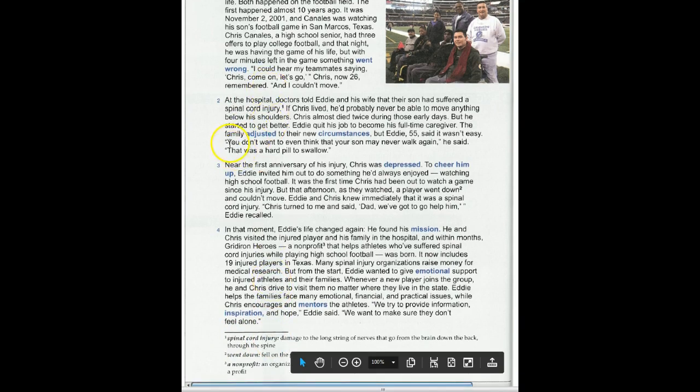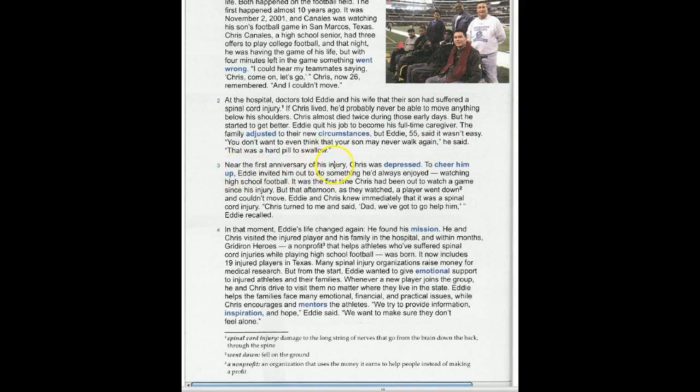Alright, let's look at the last sentence of this paragraph. "You don't want to even think that your son may never walk again." Look at that. Your son may never walk again. "Very serious injury," he said. "That was a hard pill to swallow."